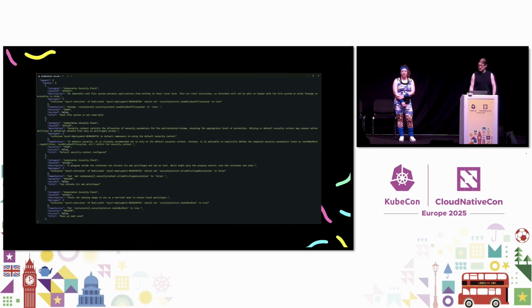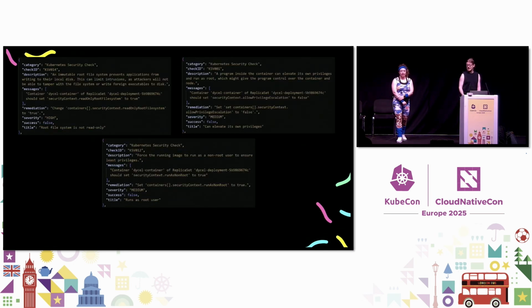In this case, we've got a mutable root file system. We've got things like no security configs configured. We can escalate our own privileges, and we're running as the root user. We've got an ID for the check, a little description of what's going on here, and a message giving you a bit more detail of exactly what you should do to try and remediate this. These are just some of those zoomed in a bit so that you can read them a little bit easier.